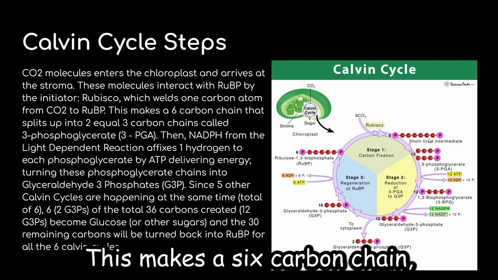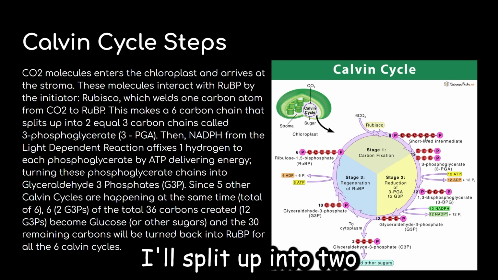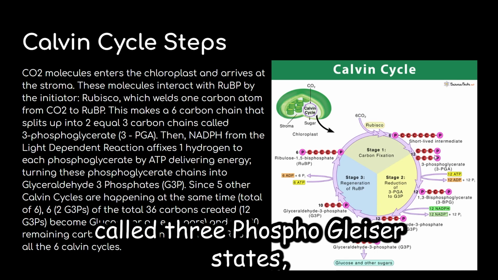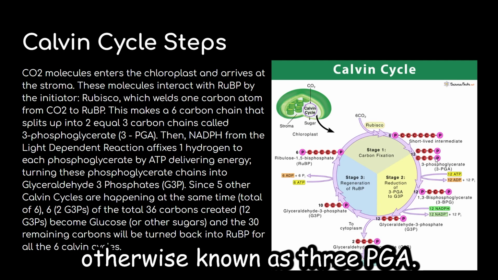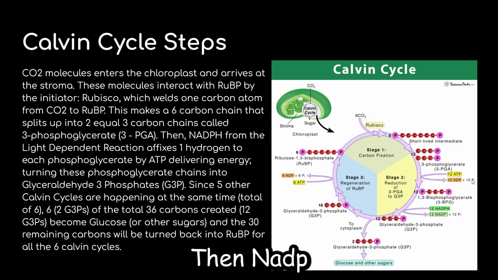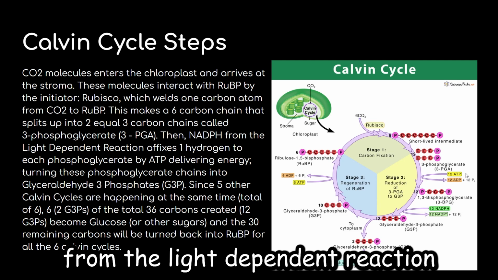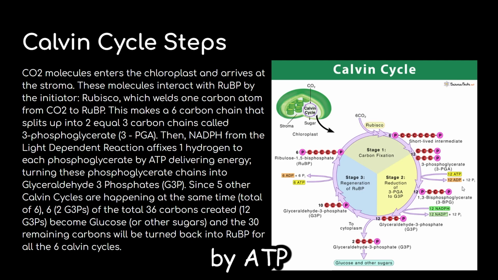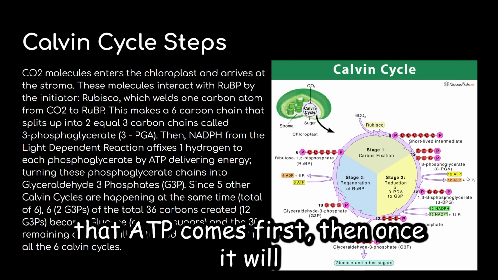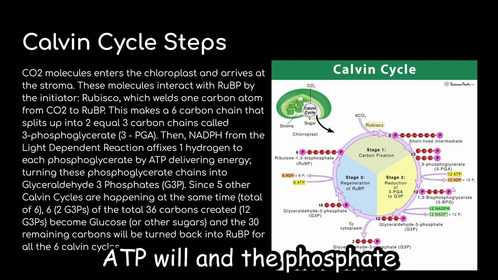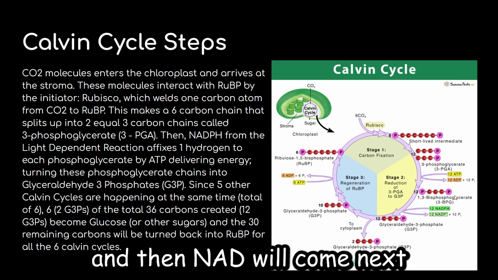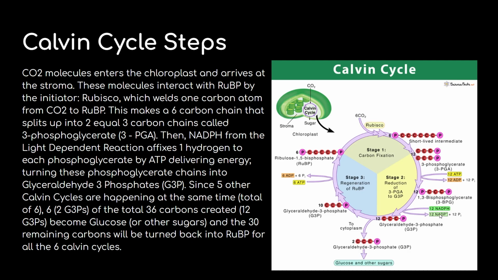This makes a 6-carbon chain, as you see right here, that will split up into 2 equal 3-carbon chains called 3-phosphoglycerates, otherwise known as 3-PGA. Then NADPH from the light-dependent reaction affixes 1 hydrogen to each phosphoglycerate, with ATP delivering energy. Do note that ATP comes first, then once it delivers energy, ADP and the phosphate group will go out, and then NADPH will come next.